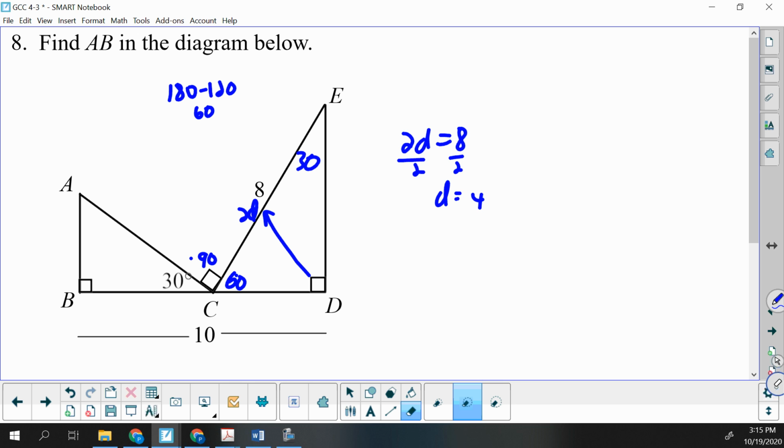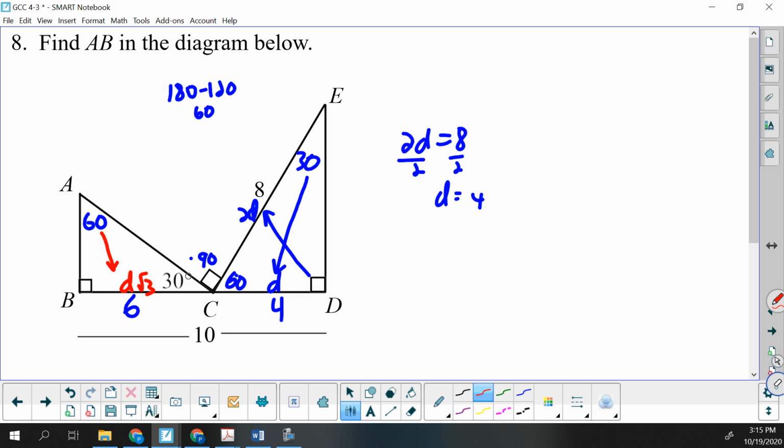Well, that means across from the 30, it's just D, so this side is 4. Well, if CD is 4, BC must be the leftover to get us to 10, so that has to be 6. That's our 60-degree angle there, because the other one's 30. Across from 60 should be D square root of 3. So let's go off to the side, and we'll do D square root of 3 should equal 6.